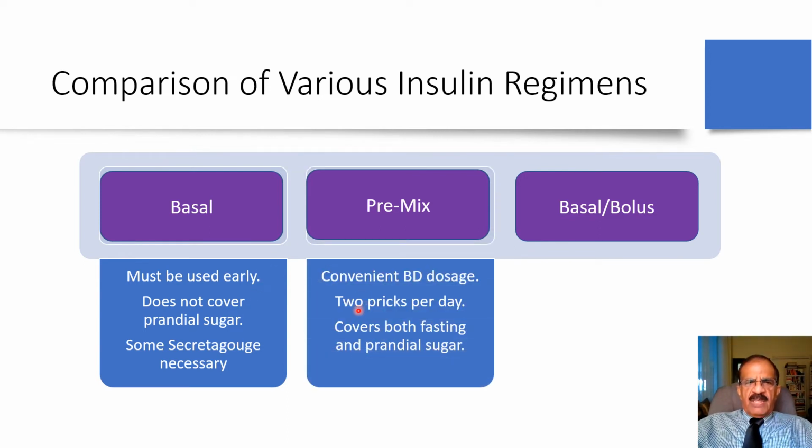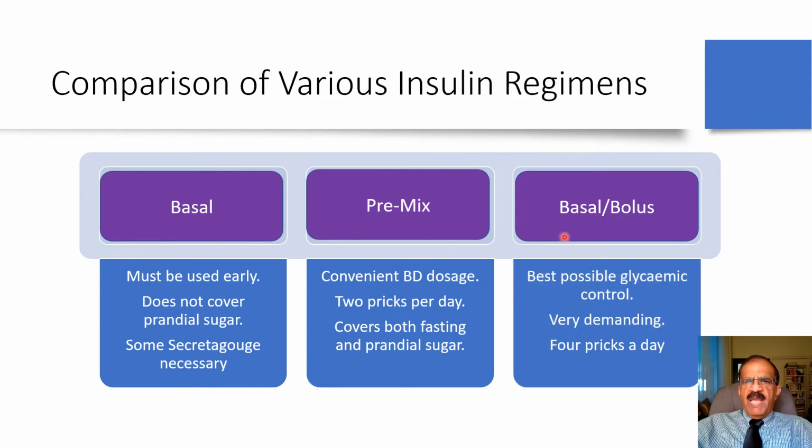Then premix, convenient twice a day. Premix is in the same vial or same pen. The patient will have to inject only twice with meals. If it is premix analog, within 10 minutes of the meal. If it is premix conventional human insulin, then 30 minutes before the meal. But it covers both fasting and prandial sugar.